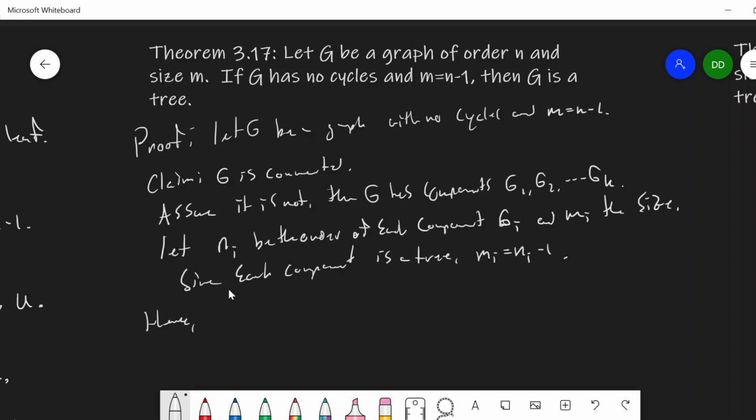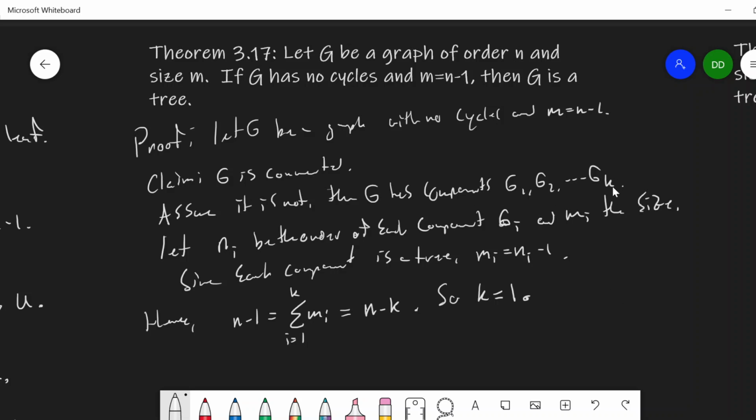Hence, let's compute the order then. n is equal to the sum of the n sub i's. Or rather, I want to compute the size. So n minus 1 is equal to the sum of the m sub i's, i equals 1 to k. But this is equal to n minus k, as we saw in the last one. If we add up all the sizes, each one is n sub i minus 1, the sum of the n sub i's is n, and I get n minus k. So n minus 1 is equal to n minus k, so k is equal to 1.